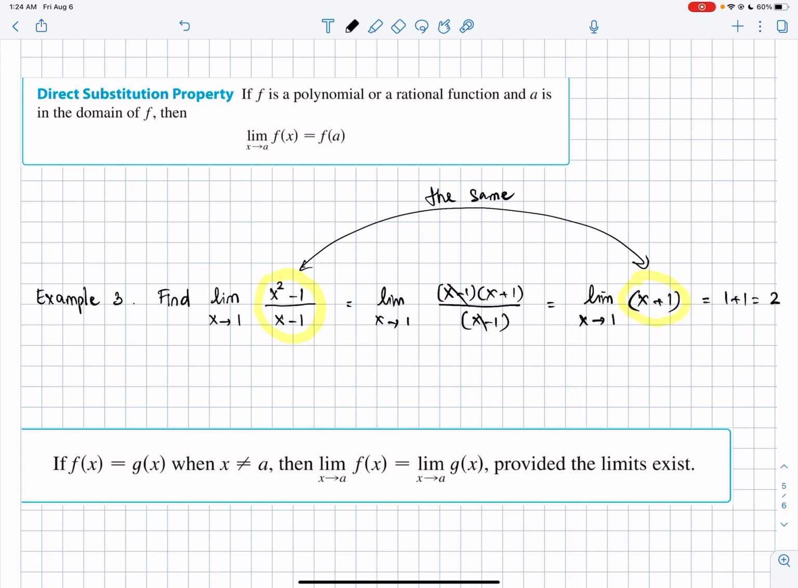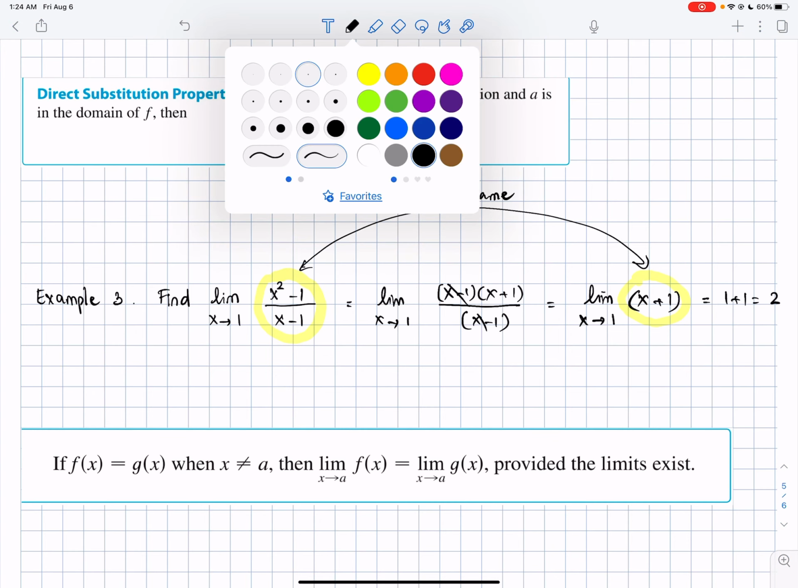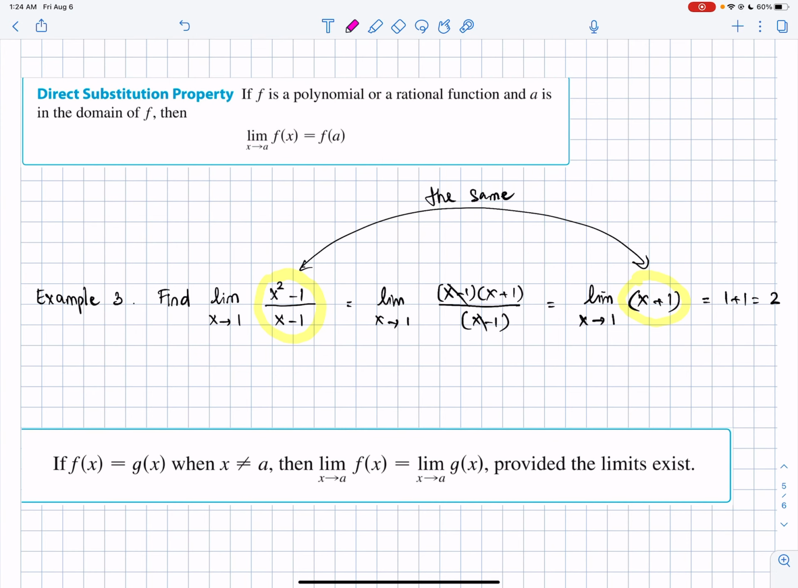Now we have the result that if we consider x squared minus 1 divided by x minus 1 as the function f of x, and x plus 1 as the function g of x. The function f of x and the function g of x are the same when x is not equal to 1. Then the limit will be the same. The limit of the function f and the function g when x approaches a is the same, provided the limits exist.